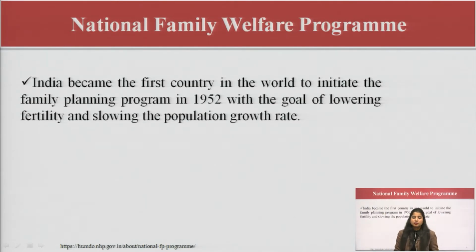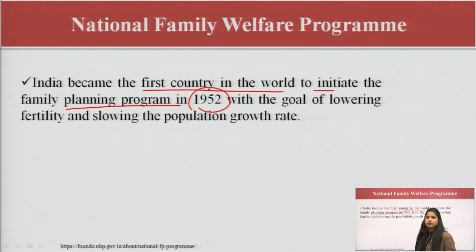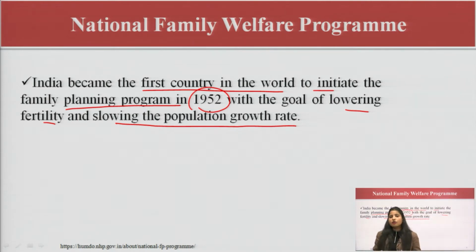Because this is one of the concerns for India, India has taken steps. India became the first country in the world to initiate a family planning program. India launched it in 1952. The main goal is to lower fertility, to reduce the total fertility rate, and to slow the population growth rate. We will see the chart or trends of how India is going. Absolutely, we can say that we have progressed. We have achieved it; we have slowed the population growth rate.